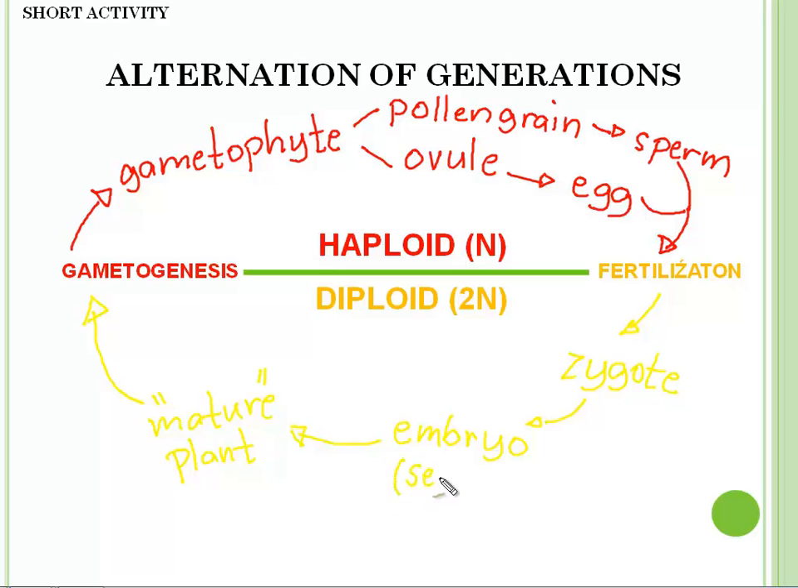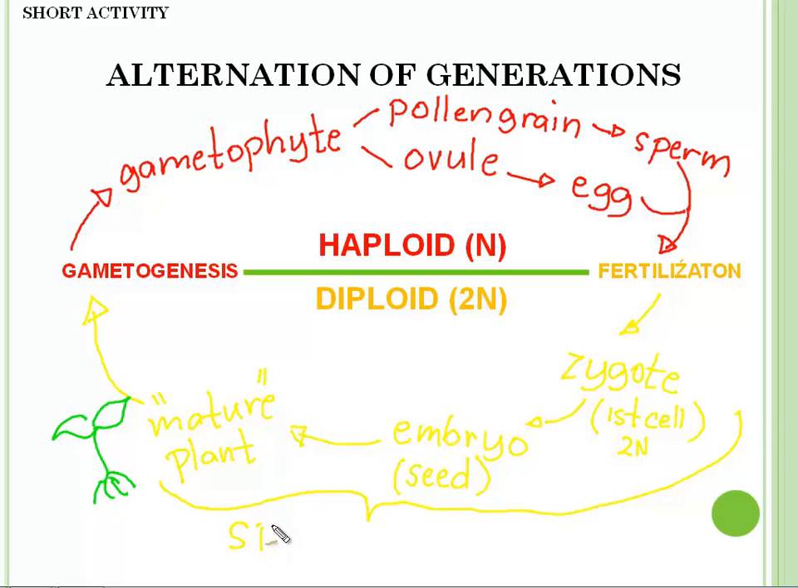Now the embryo is that tiny little plant that you can find inside seeds, while the zygote again is the first cell in the sporophyte generation. We will also draw here the mature plant. Remember that all of these entities belong to the sporophyte generation. Again, the sporophyte generation is the diploid generation, compared to the gametophyte generation. Your keyword there is gamete. You should always expect that the gametophyte generation is in the haploid state. Gametophyte, gamete, haploid. So don't forget the keyword.